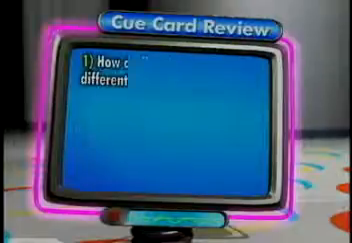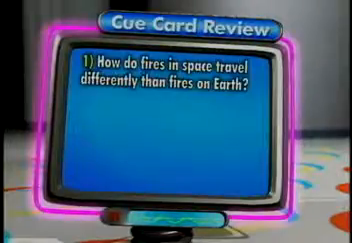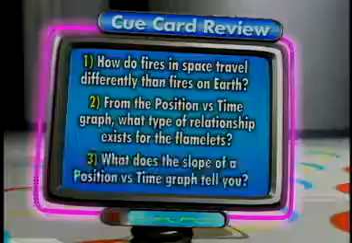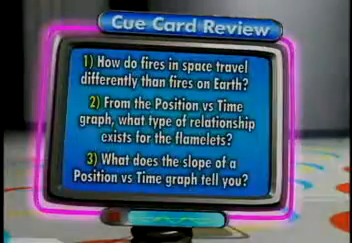Hey kids, it's now time for a cue card review. How do fires in space travel differently from fires on Earth? From the position versus time graph, what type of relationship exists from the flamelets? What does the slope of a position versus time graph tell you?